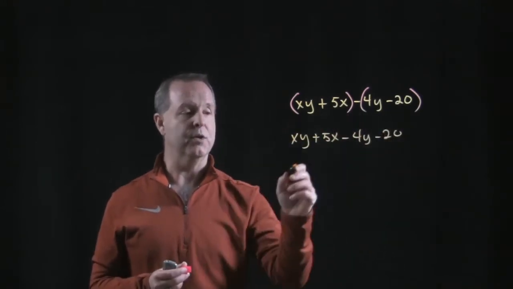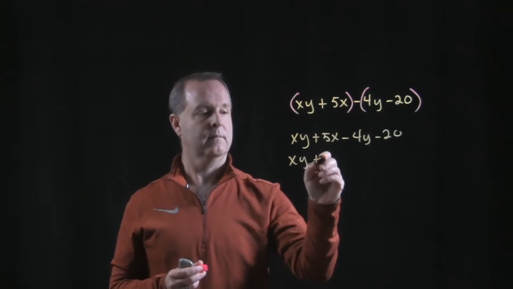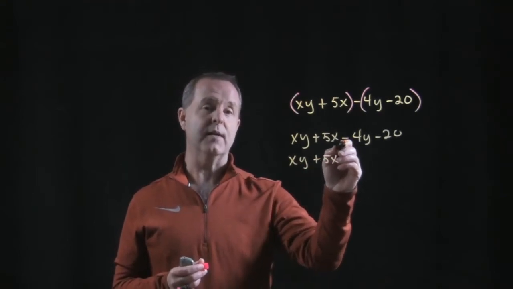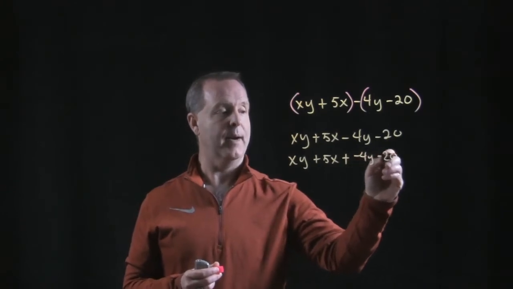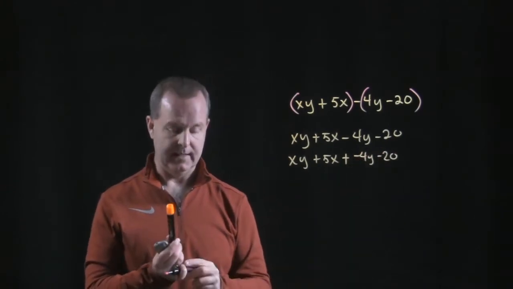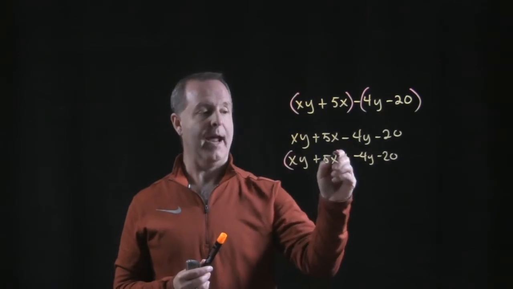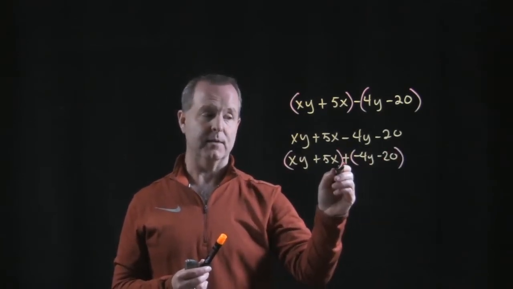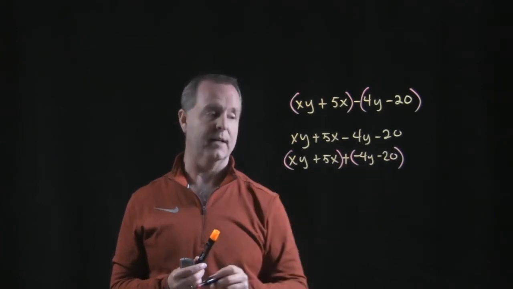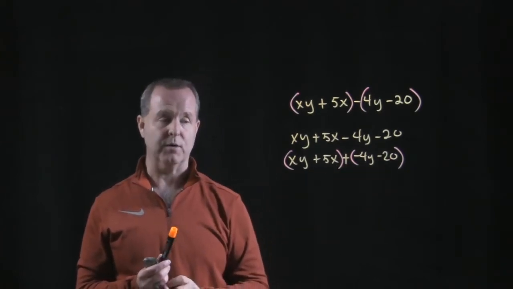To get around that issue, let's change this to an add. So it's going to be an add a negative 4y minus a 20. Now if I were to group them, I can group those two terms and those two terms, and it's a plus in the middle. This plus does not affect the distribution of those two terms afterwards.